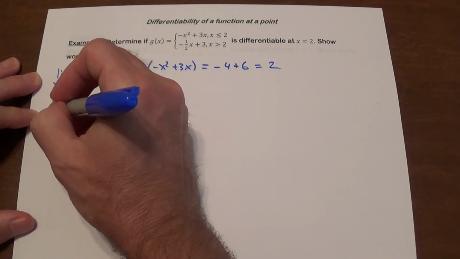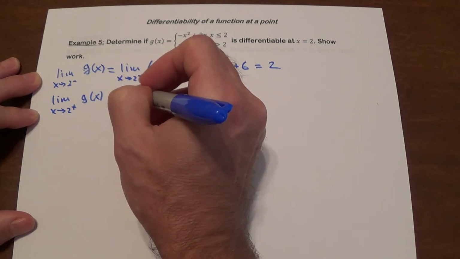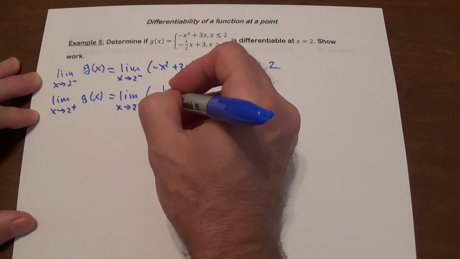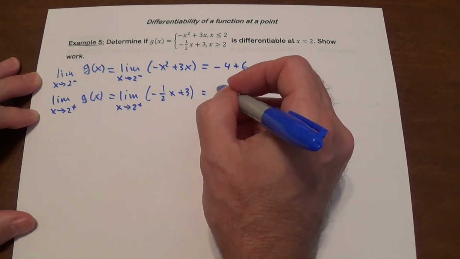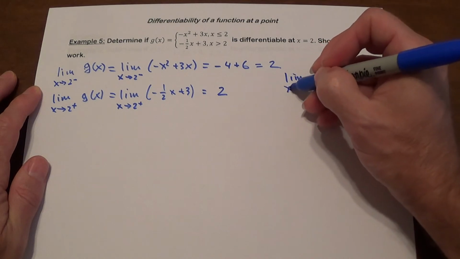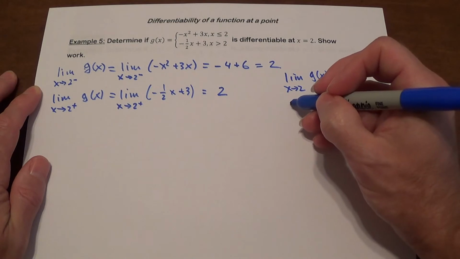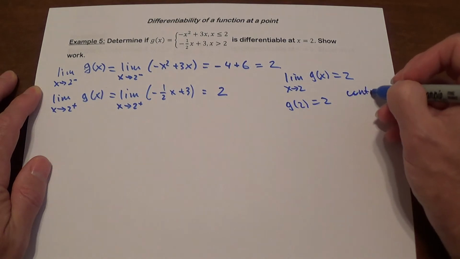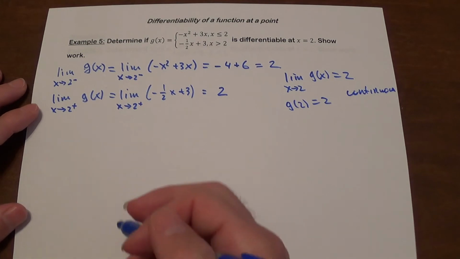The other side, limit as x approaches 2 from the right of g of x equals the limit as x approaches 2 from the right of the second function, negative 1/2 x plus 3. So substitute this here, and it's going to give us 2 as well. So that means the limit as x approaches 2 of g of x equals 2. g of 2 equals 2. The function is continuous. Therefore, we can go ahead and check differentiability now.